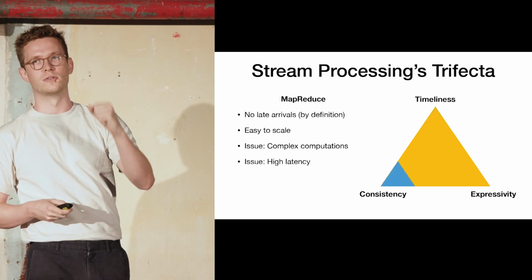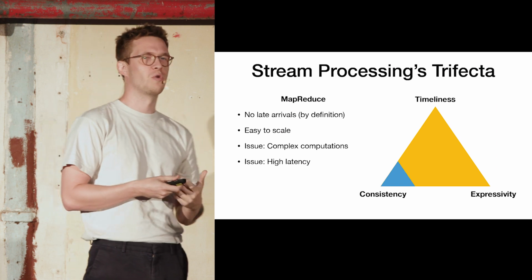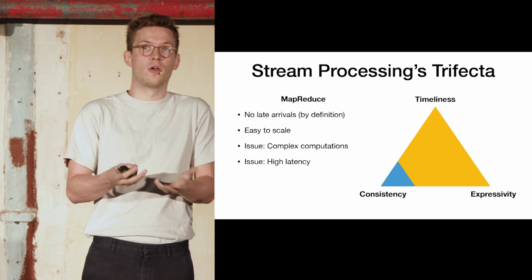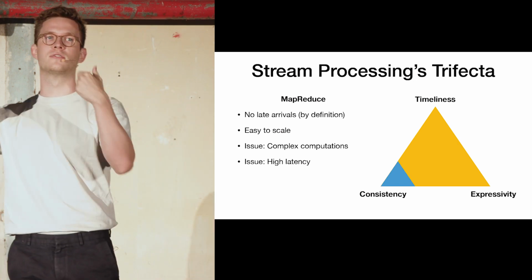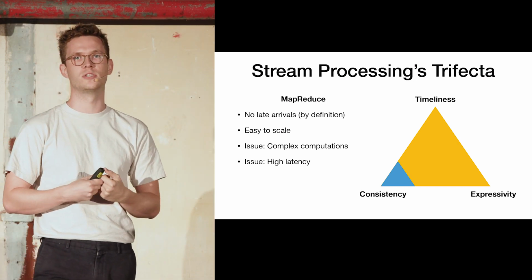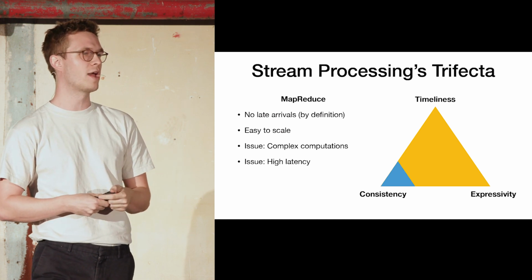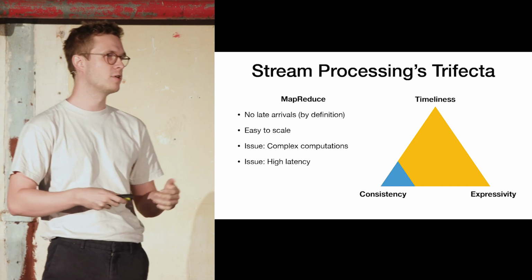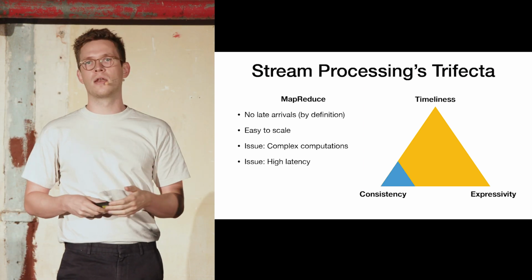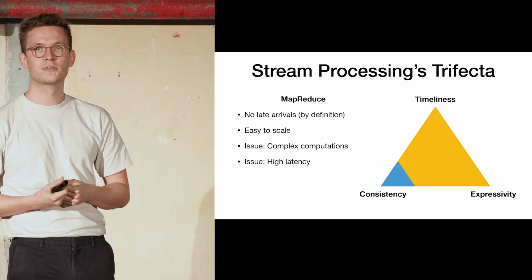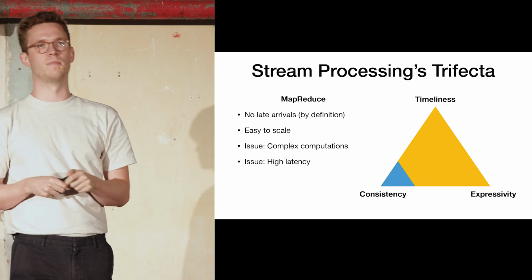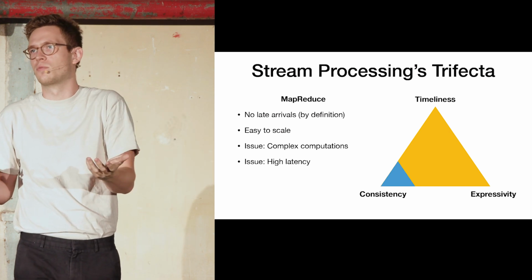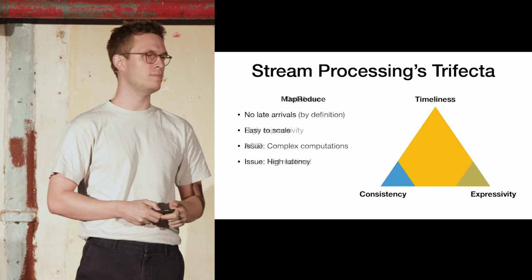If we focus on consistency, a nice use case would be batch processing. So for example, the MapReduce model. By definition, we don't have any late results because if we see some new results, we'll just restart our computation from scratch. And it's also quite easy to scale, especially the mapping stage in a MapReduce cluster. But again, we also have an issue with complex computations since we have to fit this MapReduce model with all the computations we are doing. And since we're in the batch processing world, of course, we have higher latencies.